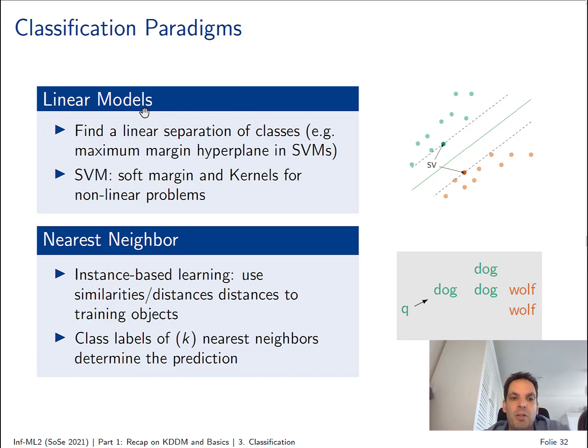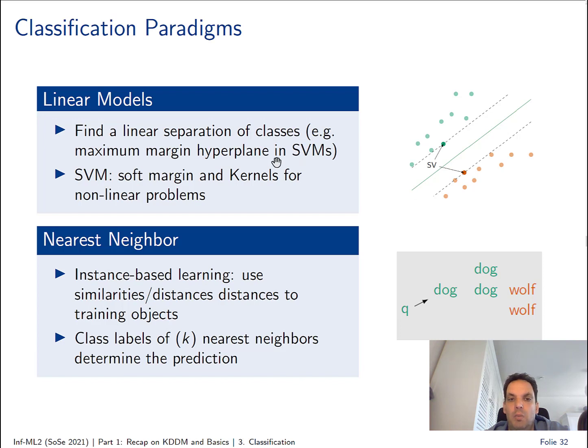Yeah, other paradigms are, for example, linear models. In that case, a very simple idea: find a linear separation of classes. Like here, you have the green class and you have the orange class, and you try to separate those two classes by a line in the two-dimensional case. In the higher dimensional case, it's a hyperplane.